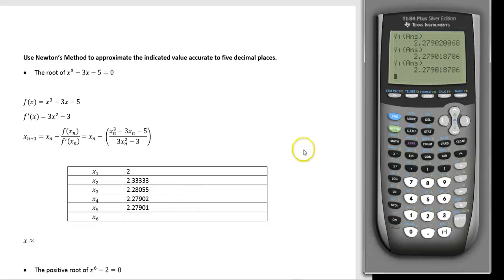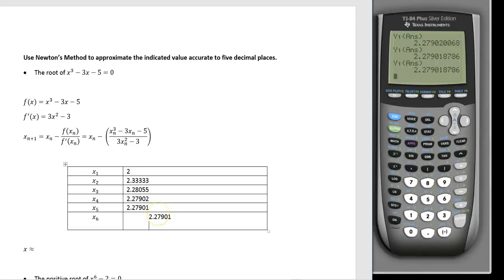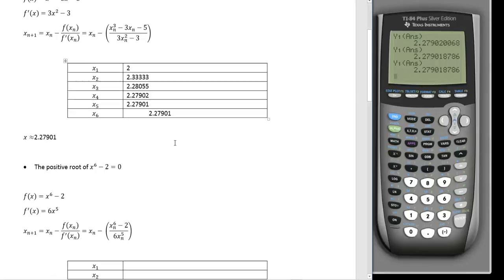And here we got it now with our x sub 6 is 2.27901 as well. And that tells us that our guess for x is going to be 2.27901, and that's correct to 5 decimal places of accuracy. So let's go ahead and repeat this process for a few more examples.